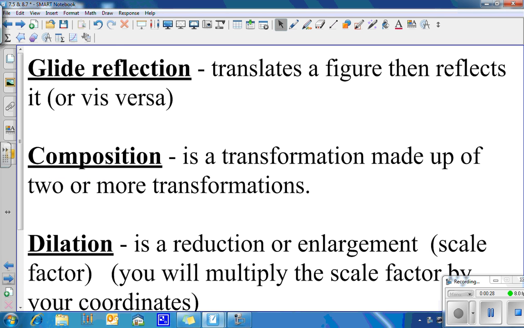And glide reflection either translates a figure and then reflects it, or vice versa. It either reflects and then translates. Glides, moves to the side, right or left, up or down. Composition is a transformation made up of two or more transformations. You will see one of those on your test.